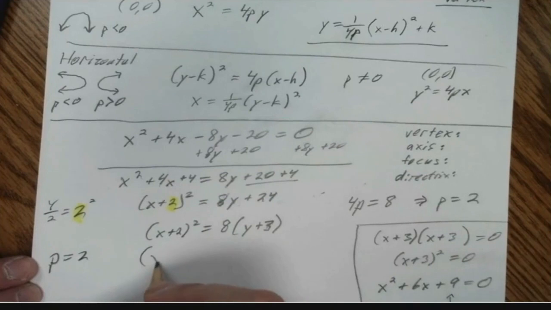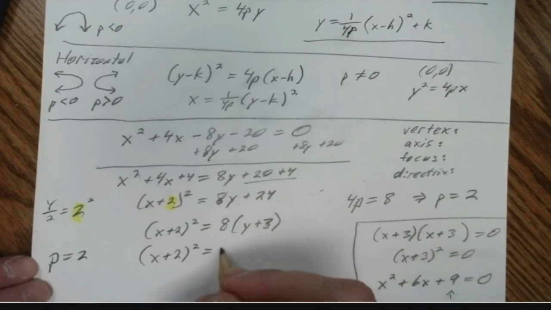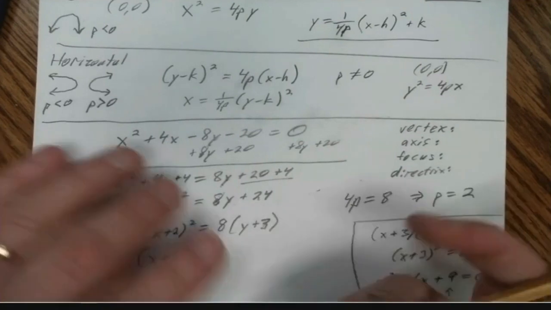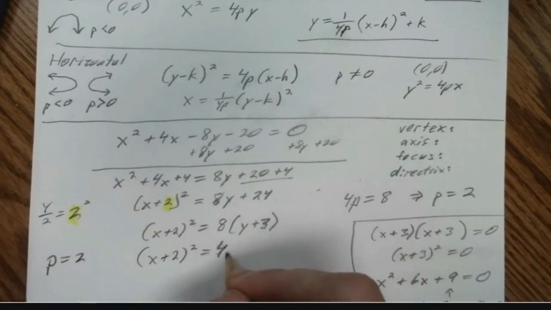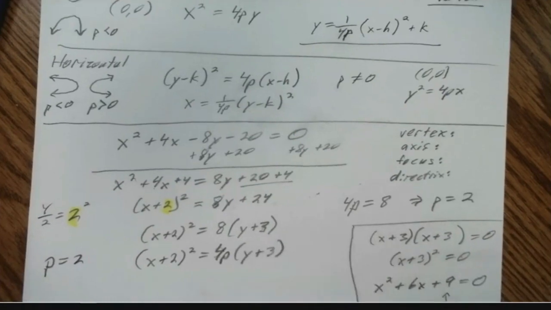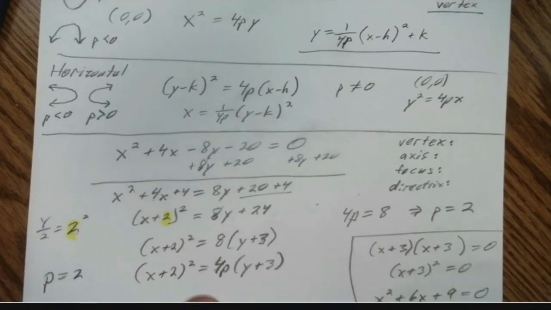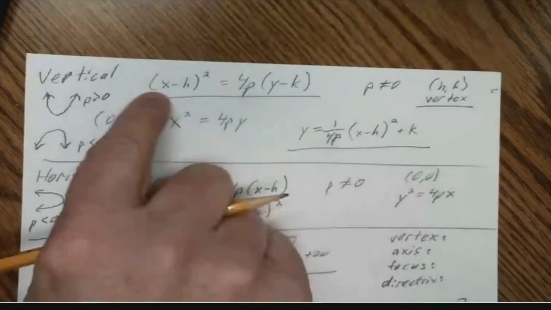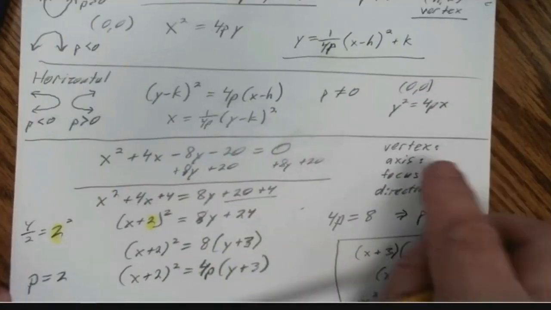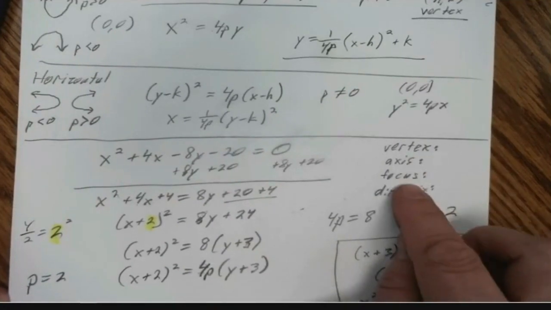So our equation is x plus 2 squared equals 4p times y plus 3, because 4 times 2 is 8. That is the equation of our parabola in standard form. So with that, can we find the vertex, axis, focus, directrix?